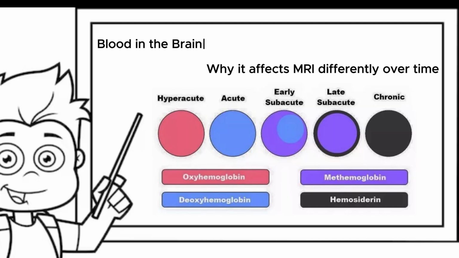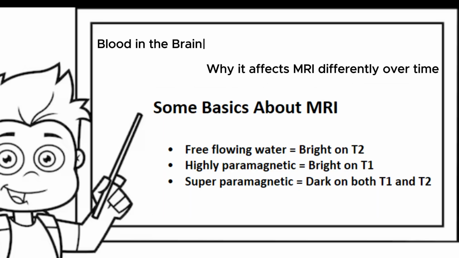Now, let's talk about blood in the brain and why it affects MRI differently over time. Hemorrhage blood changes its chemical form and cellular environment over time, and these changes affect the magnetic property of the blood and thus the MRI signal. Remember we said something about paramagnetic, highly paramagnetic, and superparamagnetic? Well, these are the properties of hemoglobin in blood, and these affect the signals of MRI. And remember when we said free flowing water makes T2 bright? This also refers to the motion of water in the cells, and we are going to have a breakdown of this in the upcoming minutes.